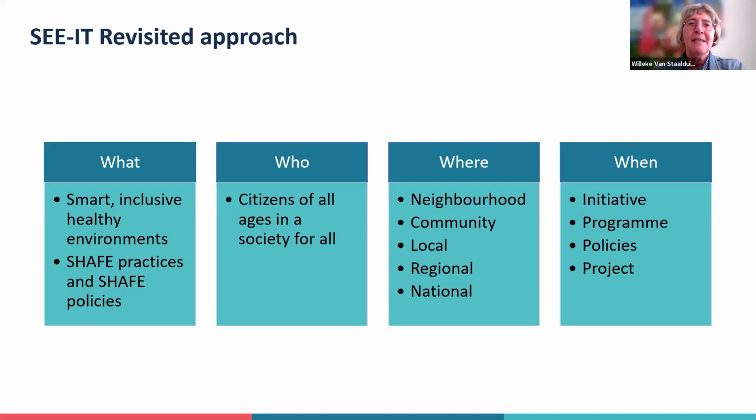Who are we addressing in these smart, healthy, age-friendly environments? That is the citizens of all ages in a society for all. And where do we focus with the smart, healthy, age-friendly environments impact assessment? That can be on neighborhood level, but it can also be on local municipality level or even national level.